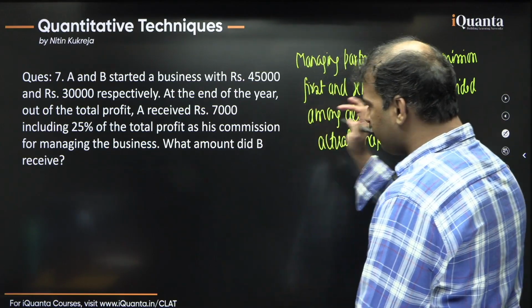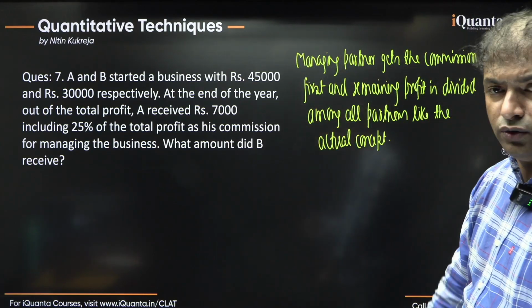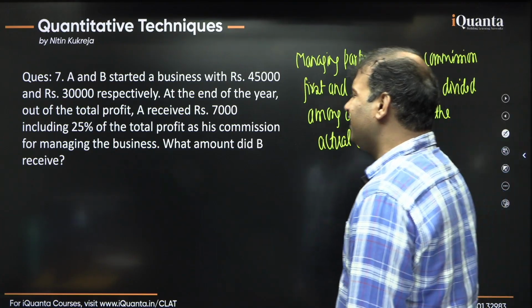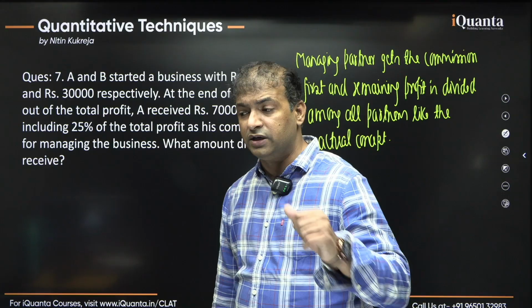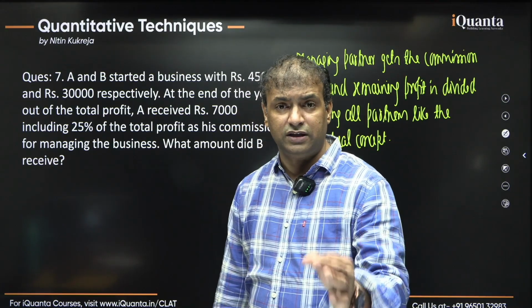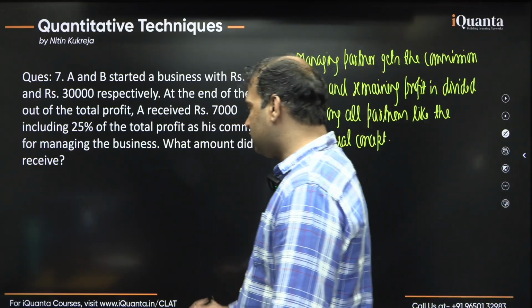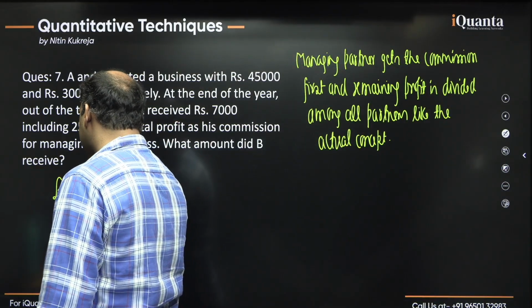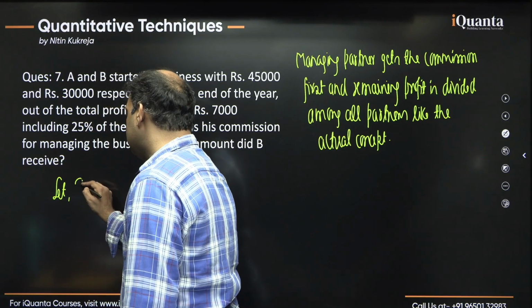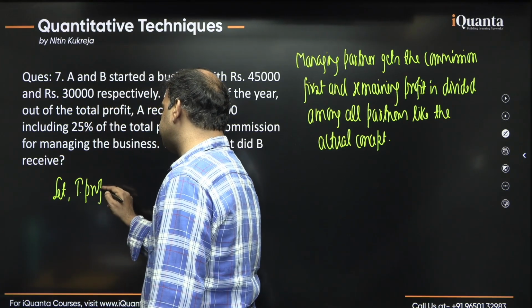The total profit is not given, so we can assume something. We can assume in variables, we can also assume in numbers. It's always easy to assume in numbers, especially when they are giving some percentages as well. So I'll assume the total profit in numbers as 100. Let the total profit be 100.